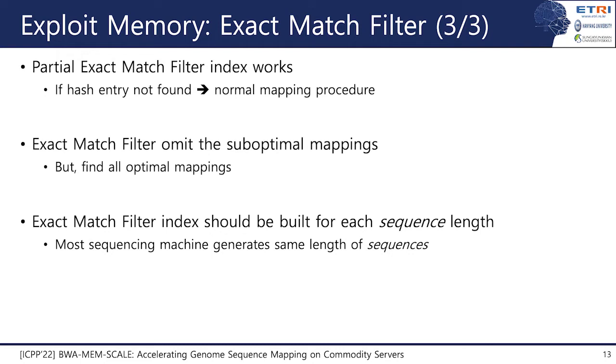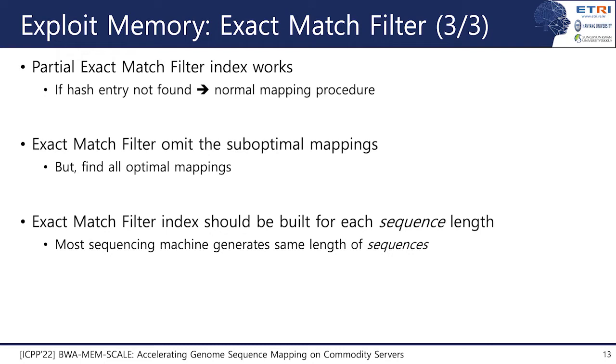One of the disadvantages is that the exact match filter omits the suboptimal mappings. As the hash table contains the sequences from the reference genome, it cannot find similar but not exact mappings. However, it can find all of the optimal mappings thanks to the multi-location table. The final mapping locations of BWA-MEM-SCALE are identical to BWA-MEM-2, and the details are in the paper.